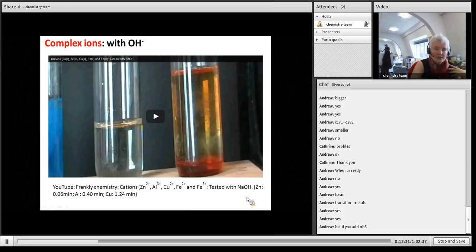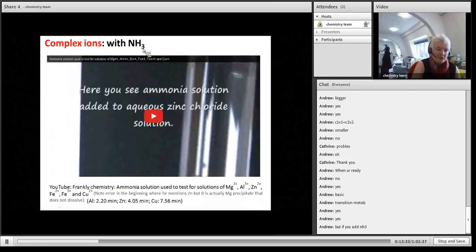Similarly, you do the same thing with ammonia. He's done it over there. There's just an error in this one. He starts off with magnesium, but he actually talks about zinc. So you'll find this precipitate won't dissolve because he's testing magnesium and not zinc. He does zinc later. As you can see, it's the third one that he tests. And then you'll see the zinc one will dissolve.